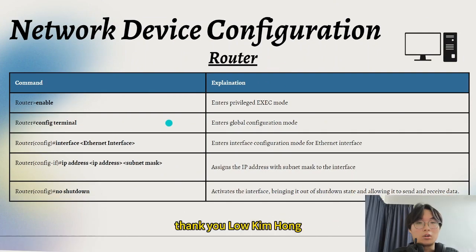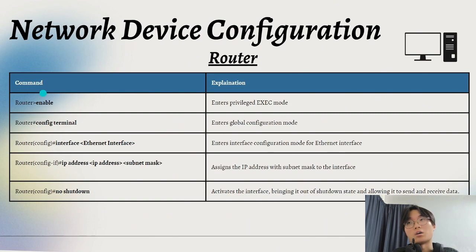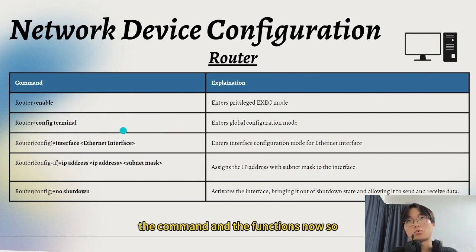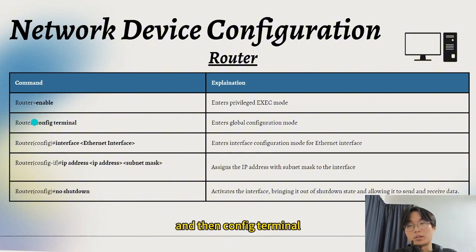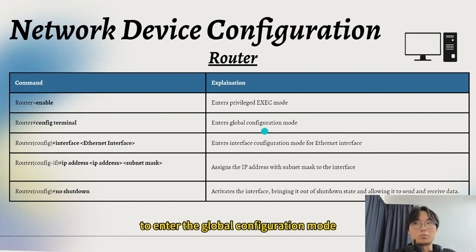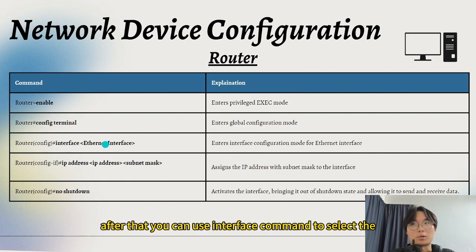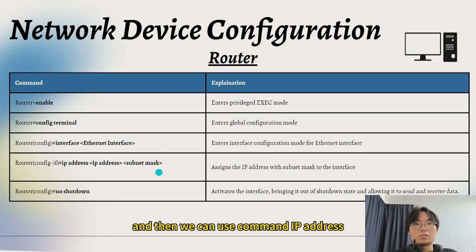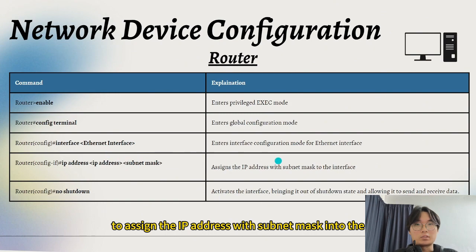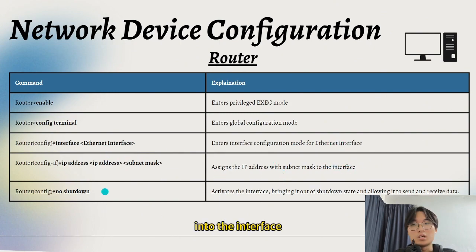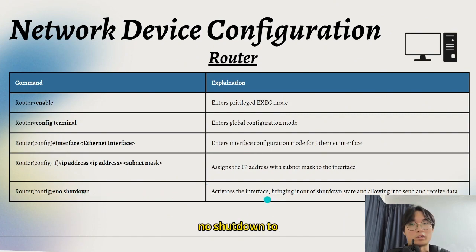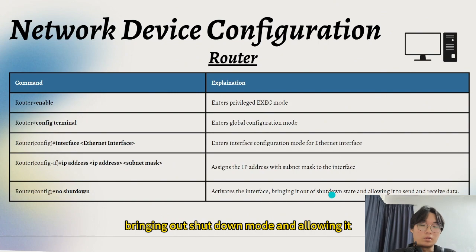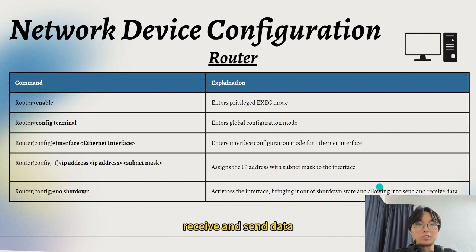Thank you, Locking Home. My name is Bukaje. Now I will talk about the commands and the functions. If we want to set up a router, we can use enable to enter the privileged execution mode, and then config terminal to enter the global configuration mode. After that, you can use the interface command to select the Ethernet interface that you are choosing, and then use the ip address command to assign the IP address with subnet mask to the interface. After we have set up the IP address, we can use no shutdown to activate the interface, bring it out of shutdown mode and allow it to receive and send data.